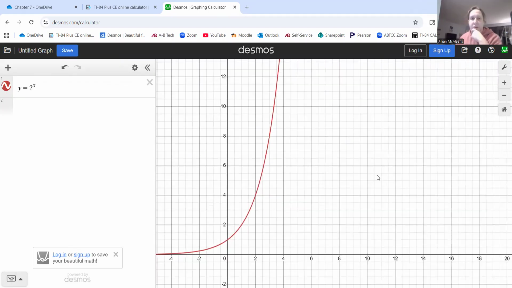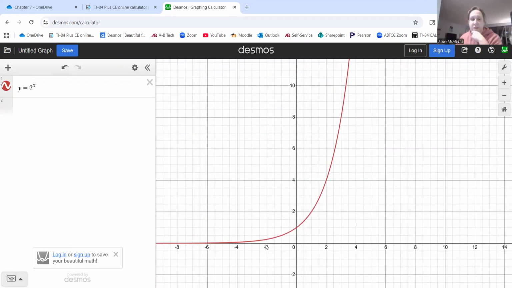So if we zoom out a little bit, when x was -2, we're at, well, 0.25, I'm off a little bit. And then when x was -1, we're at 0.5. When x was 0, we're at 1. When x was 1, we're at 2. And then when x was 2, we're at 4. Okay, so you can see really clearly there those points.